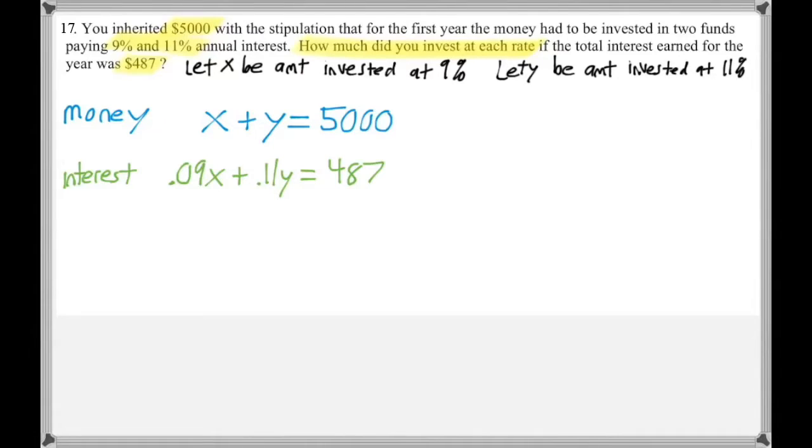So let's isolate. I'm going to use the substitution method. You wouldn't have to. You could use the elimination method if you wanted to. You could solve this by graphing. So you get to pick your own method. So if I have y is equal to 5,000 minus x, I'm going to solve for y there. And then I'm going to plug that into here.